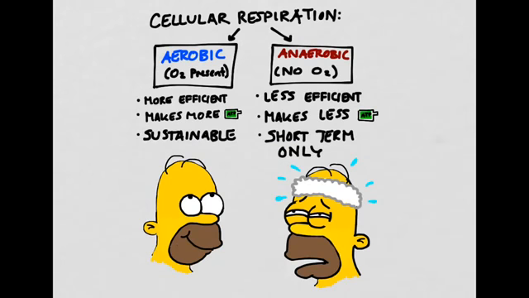There are two main categories of cellular respiration, depending on whether or not oxygen is present. We have aerobic respiration, which is more efficient, makes more ATP, and is also sustainable for a long period of time. And we also have anaerobic respiration, where there is no oxygen present. This process is much less efficient, makes much less ATP, and can only be sustained for short periods of time.